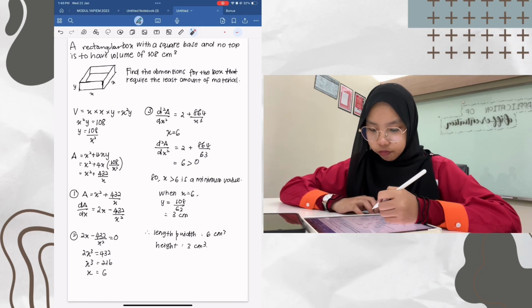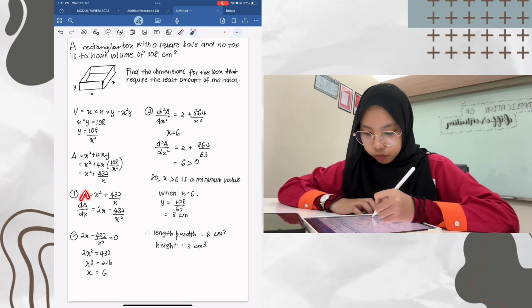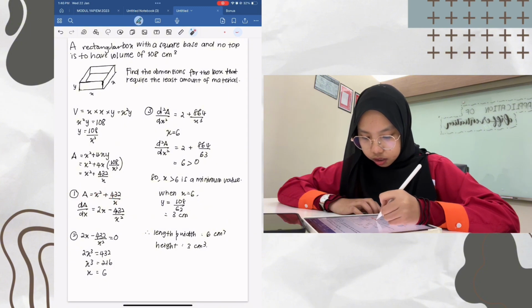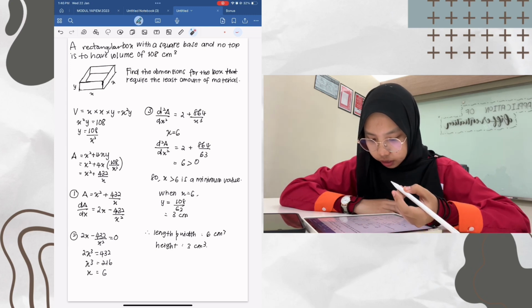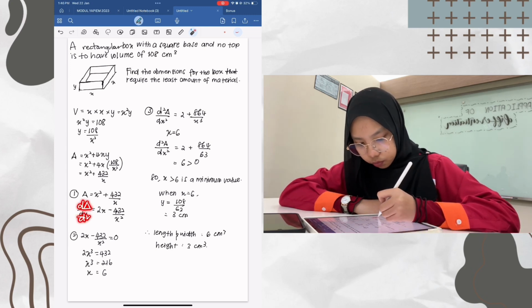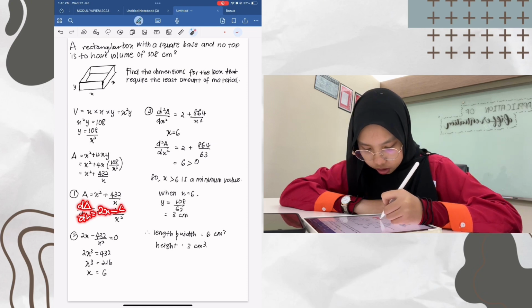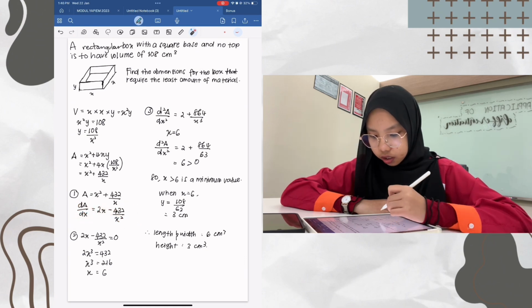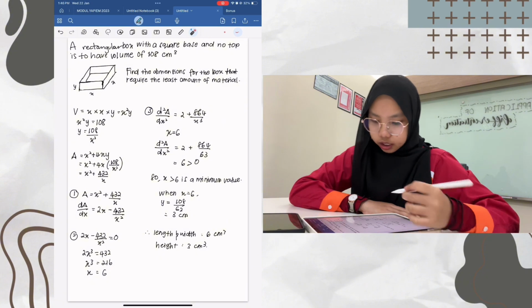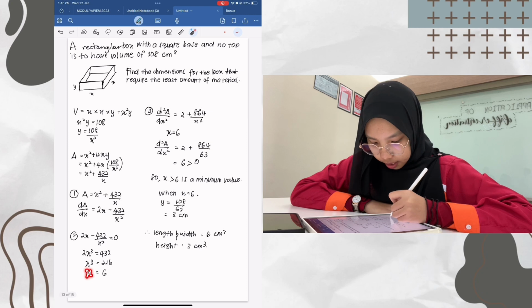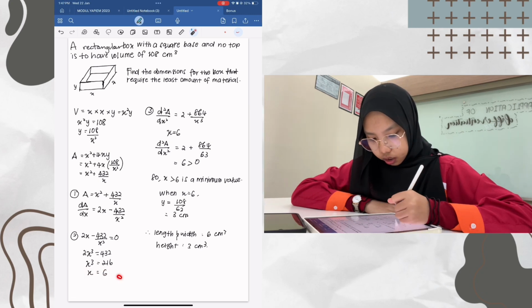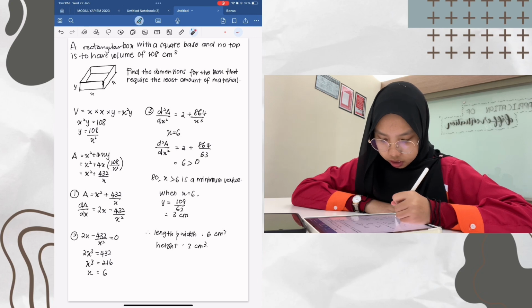So the first step, we have to find the derivative. From the formula, area equals x squared plus 432 over x, we do the derivative test, and dA over dx equals 2x minus 432 over x squared. From this, we let the derivative equal 0. When we set it equal to 0, we get x equal to 6. And now we know that the value of x is 6.